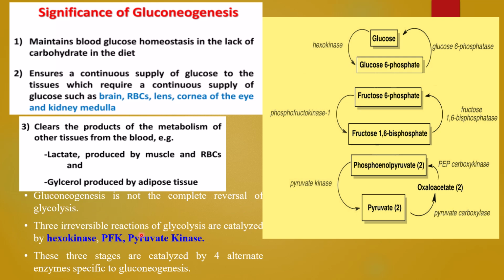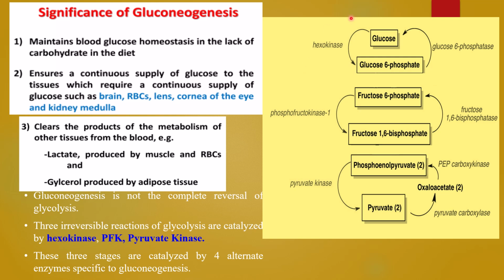Gluconeogenesis is not just the complete reversal of glycolysis. There are three irreversible reactions of glycolysis, catalyzed by hexokinase, phosphofructokinase, and pyruvate kinase. So these three steps are catalyzed by four alternate enzymes specific to gluconeogenesis.